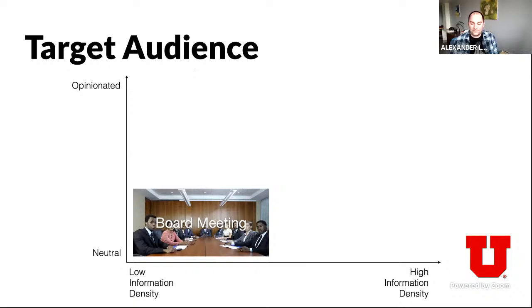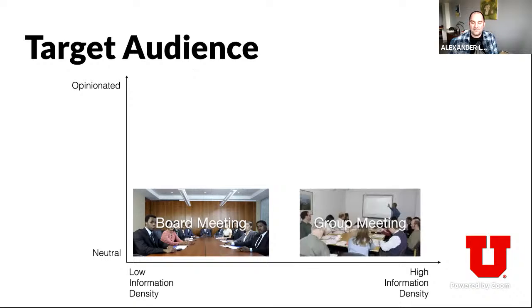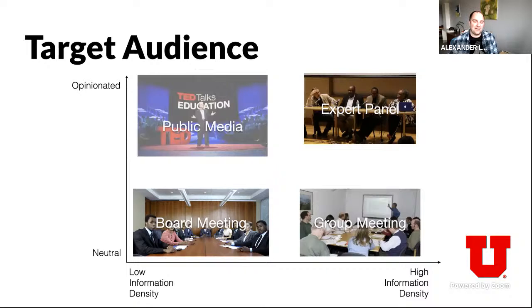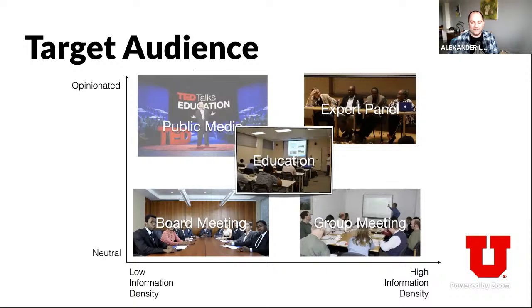For example, in a board meeting, you want to have some high information density in a neutral way. In a research group or work group meeting, you might want to have an expert panel. Typically it tends to be opinionated, because that is engaging. And then you have something like TED Talks and public media that tend to be opinionated, but also have fairly low information density.